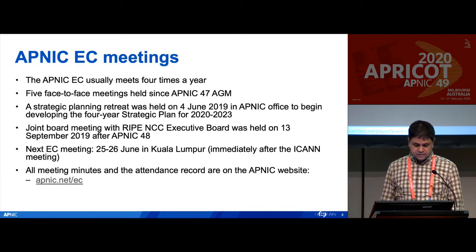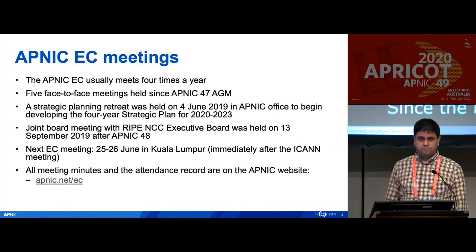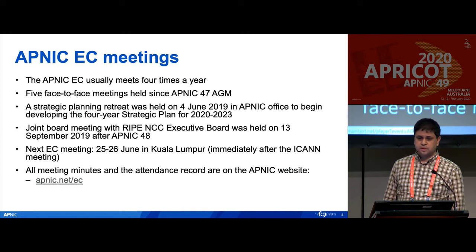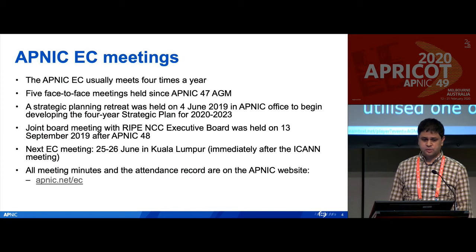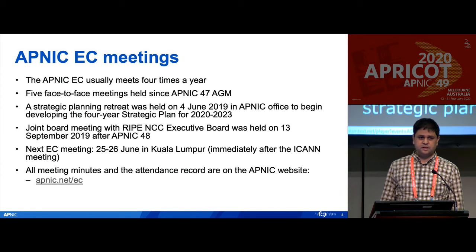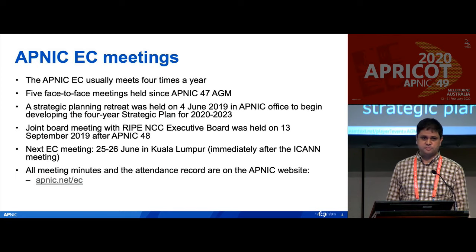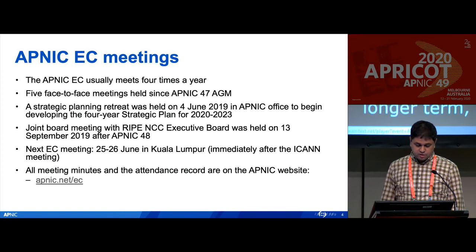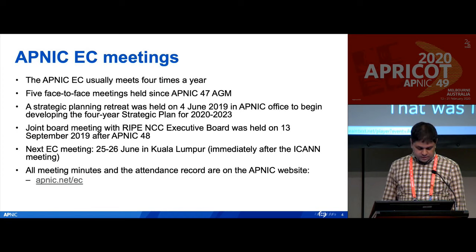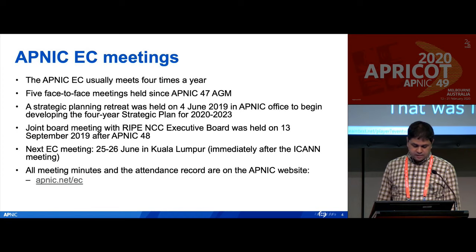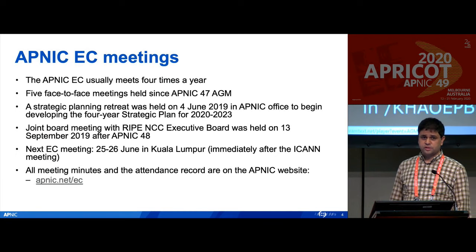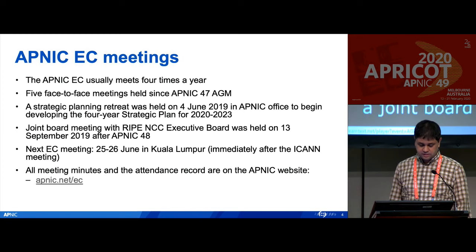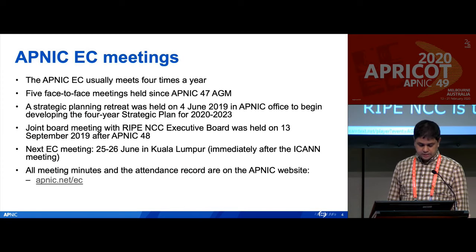Since the last AGM in Korea, we've had 5 face-to-face meetings. Last year in June, we utilized one of our regular meetings to have a strategic planning retreat. So instead of spending just 1 day on a face-to-face meeting and heading home, we spent 2.5 days looking at a longer term, the next 4 years of APNIC. That was in the APNIC office in Brisbane. And then in Chiang Mai, at the APNIC 48 meeting, we also had a joint board meeting with the RIPE NCC board. The RIPE NCC is the RIR in the Europe region.